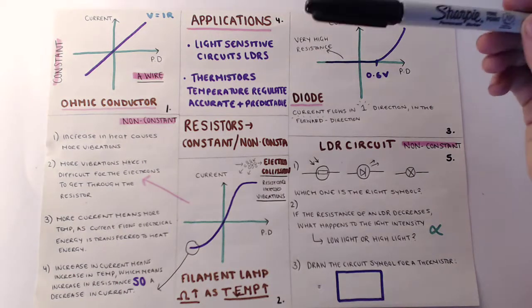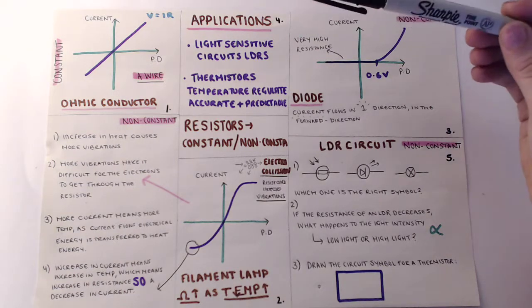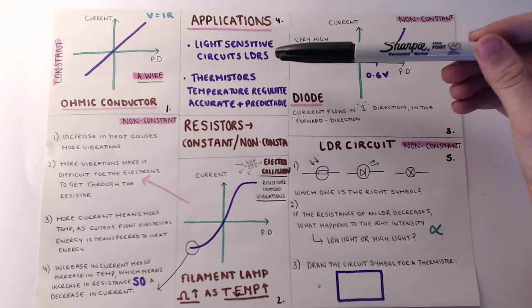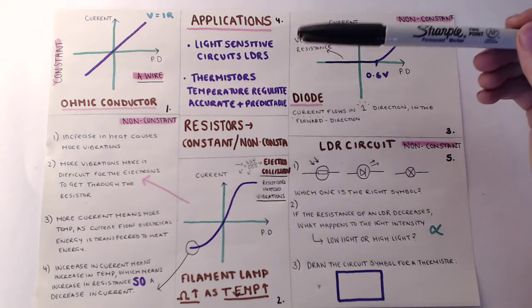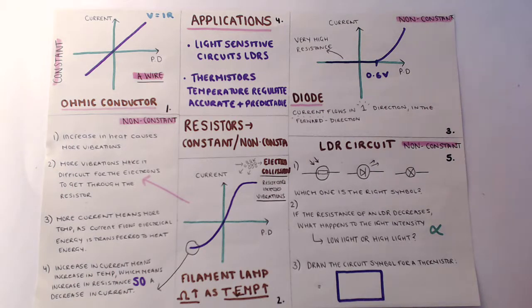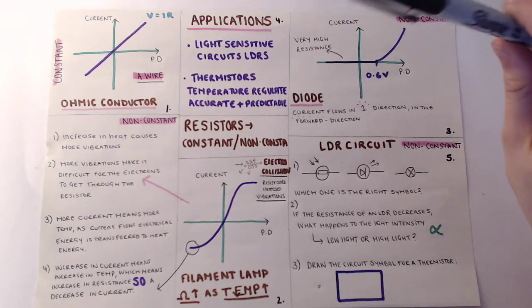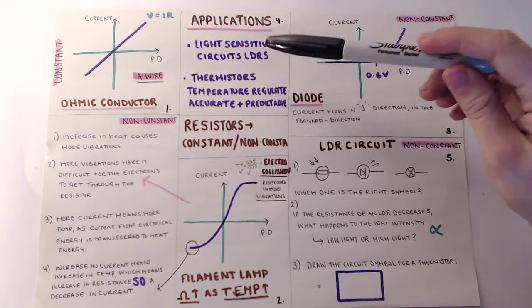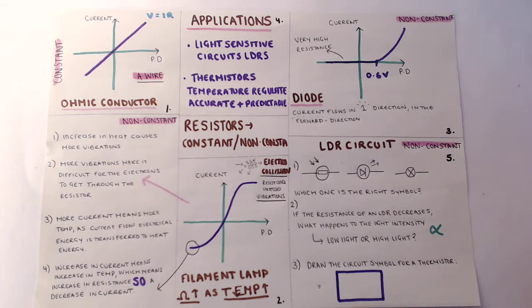Okay, now we're going to look at some applications. So applications of LDRs and thermistors. This is a recap of last lesson. LDRs are used in light sensitive circuits, and thermistors to regulate temperature, and they're very accurate and predictable, which is not the case with LDRs. So thermistors are better at being accurate than LDRs. Remember, LDR stands for light dependent resistor.